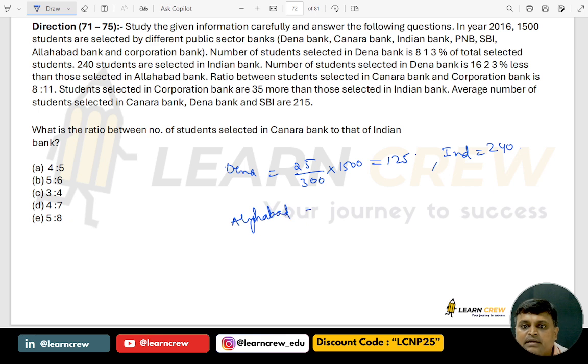Allahabad Bank. How much? It is 16 2/3 percent, 1/6 less. So if it is 6 parts, it is 5 parts. 5 parts is 125, so 6 parts is 150.